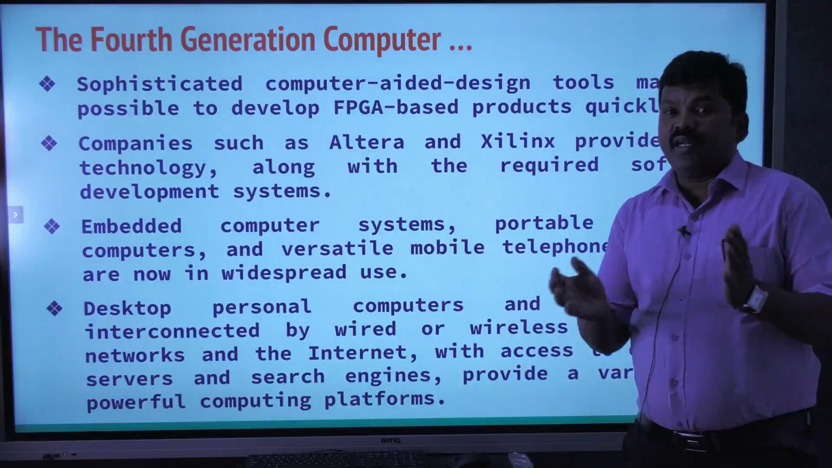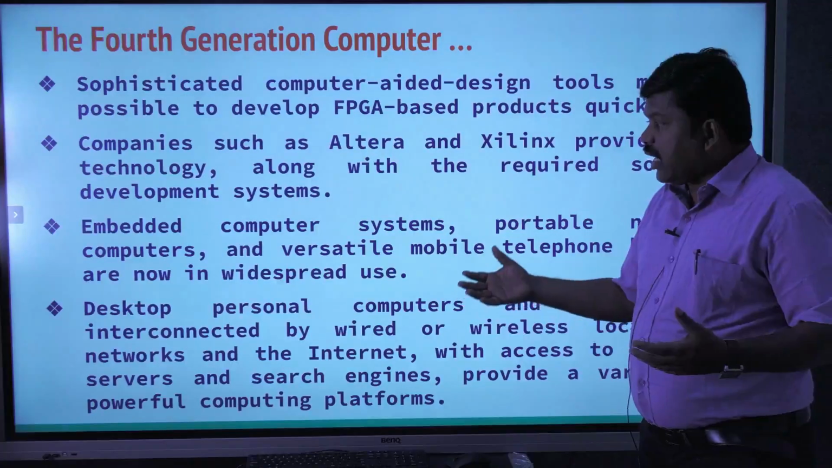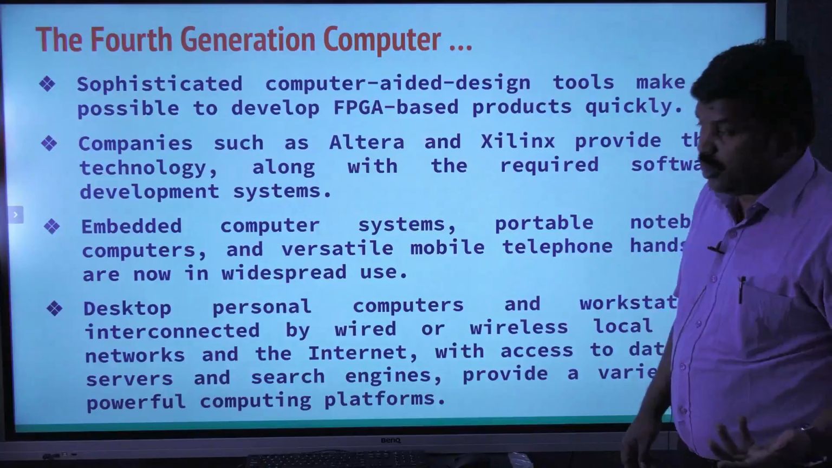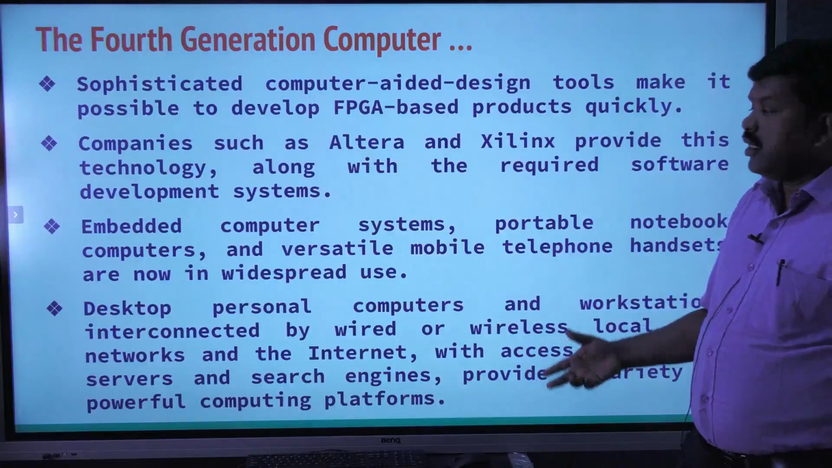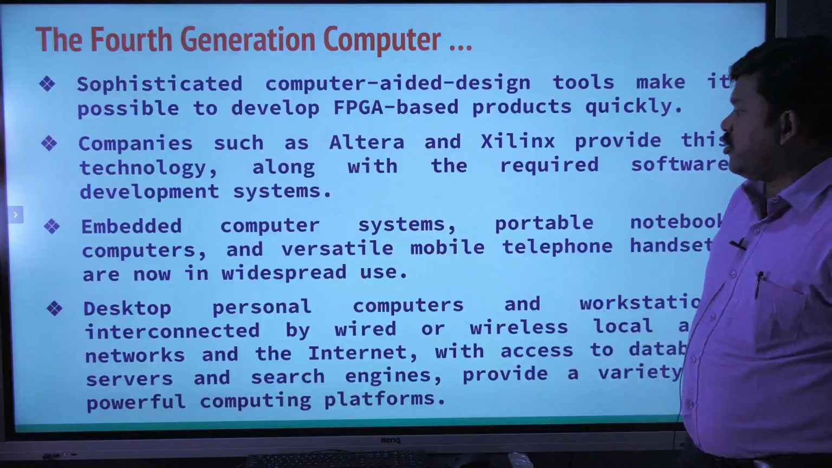That means, because of the very reduced size, anyone can take a computer in the form of notebooks, in the form of laptops. So the portability lets users take their systems anywhere.